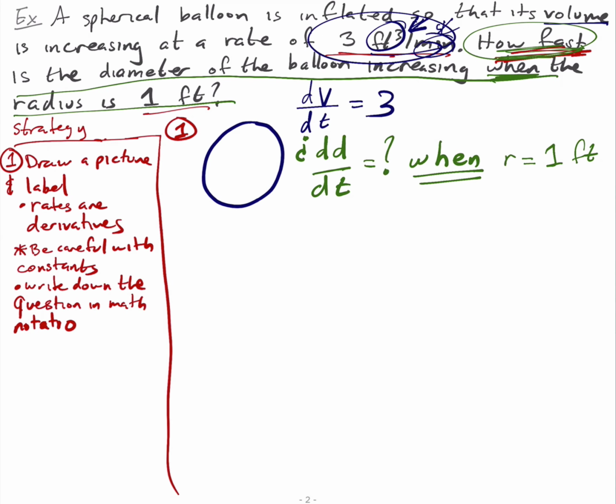Okay, so that when part is critical, super important. Now, does this tell me that the radius is always equal to 1 foot? No, it's just telling me a specific point in time, which is when I'm looking for to answer my question. Okay. All right, strong work, team. Good job. Step 2. Well, first, any questions with step 1? Okay. Step 2.